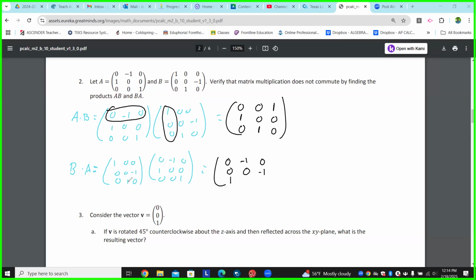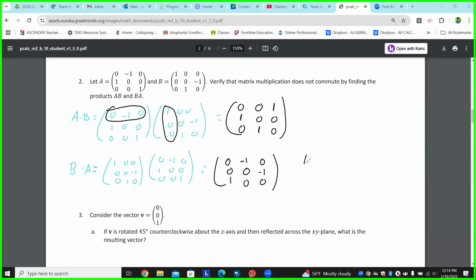0 times 0. 1 times 1. 0 times 0. So we do get 1. It's okay. Well, I don't expect anyone to be an expert. That's why we practice and we learn. Row times column. All right, are these two equal?